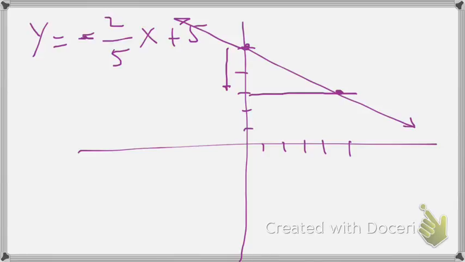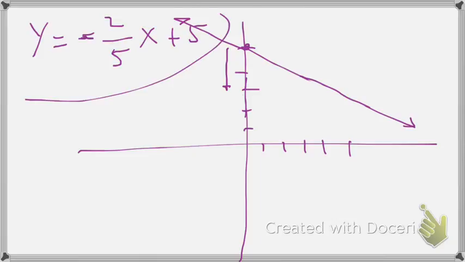And I'm going to erase this one here because this is not part of the line. There you go. Okay, that's your line there. So that's how you will graph this, if the equation comes this way.